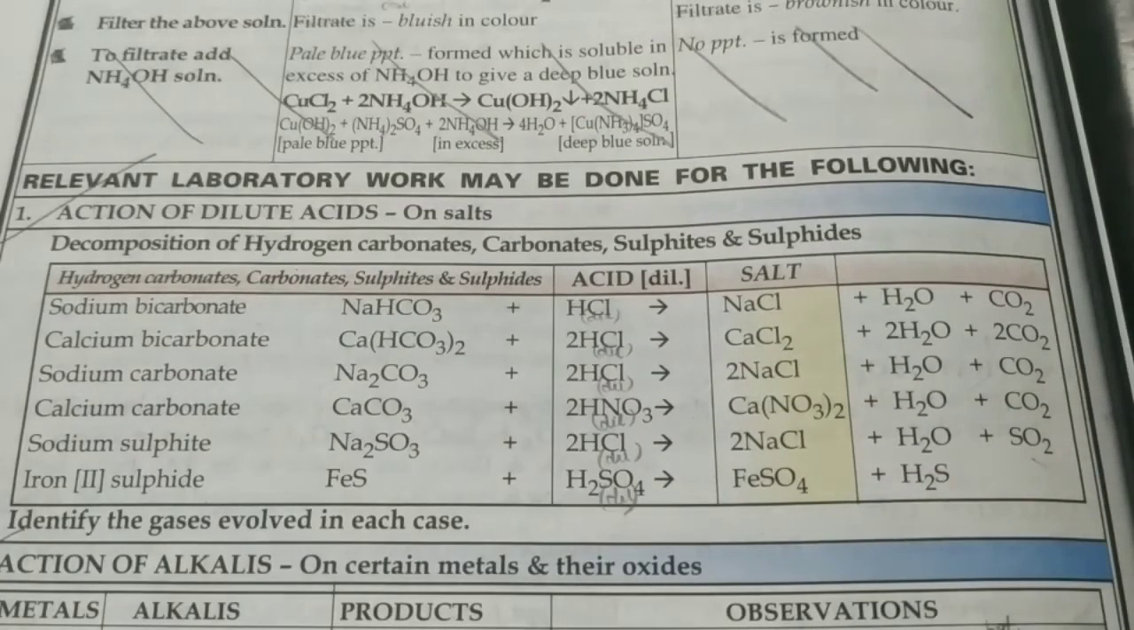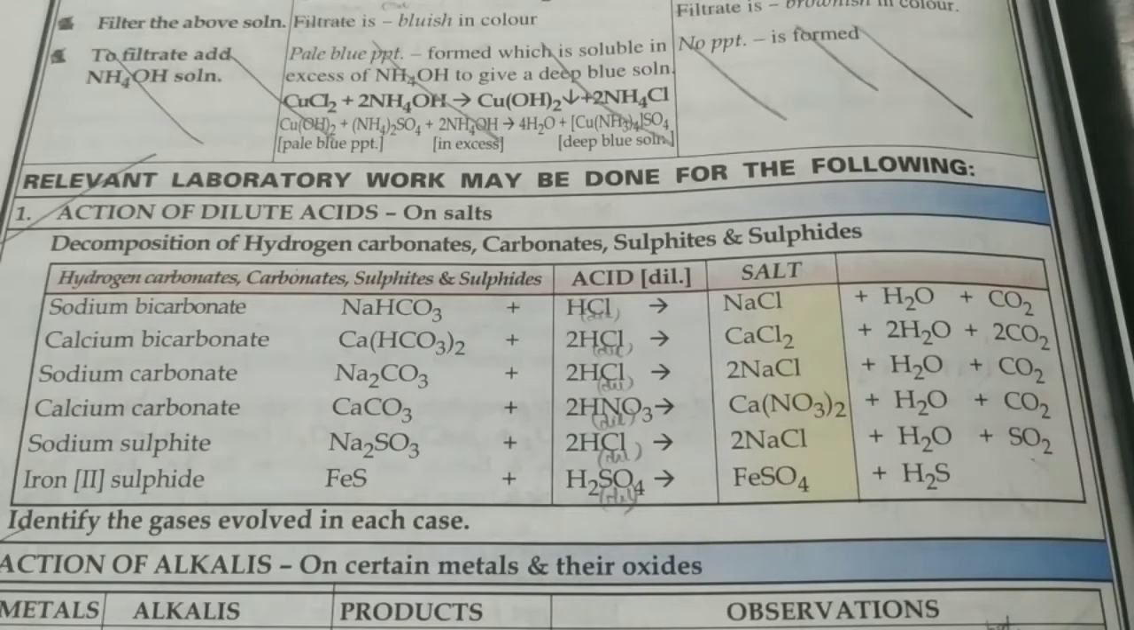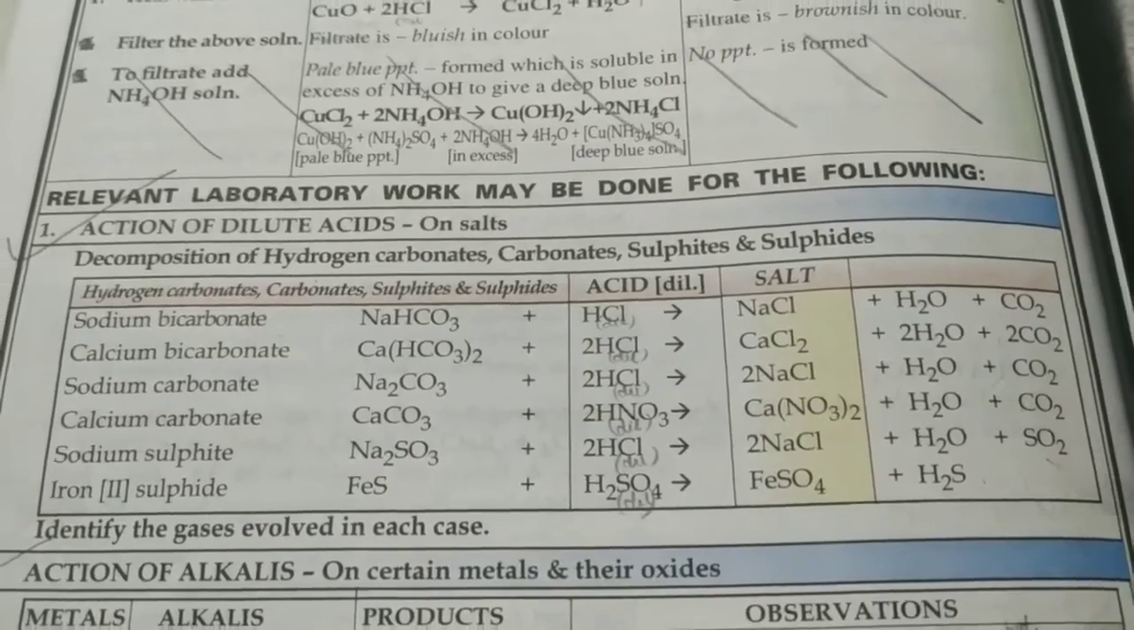But how will you identify SO2 or H2S gas? Well, we've learned in part 1 the tests for gases. SO2 turns lime water milky and changes the color of acidified potassium permanganate from pink to clear colorless, or acidified potassium dichromate from orange to clear green. And hydrogen sulfide will go for the easy test. It turns moist lead acetate paper silvery black.